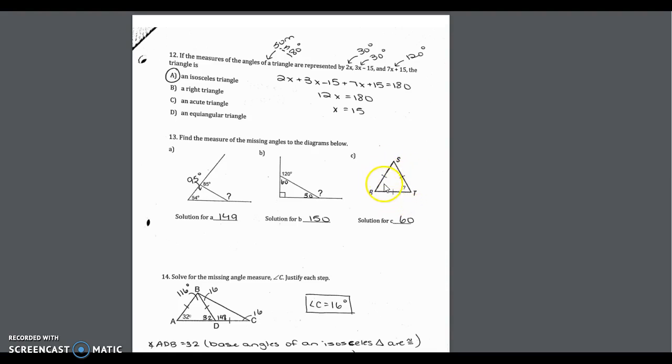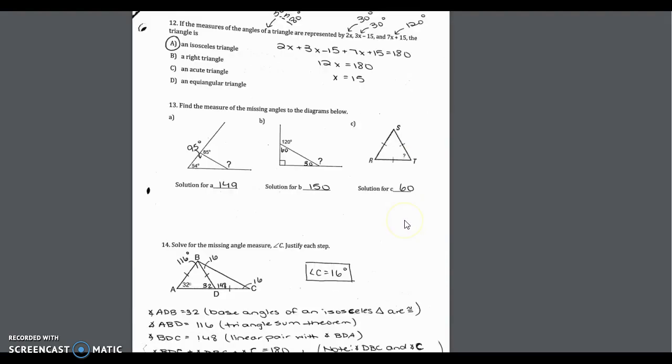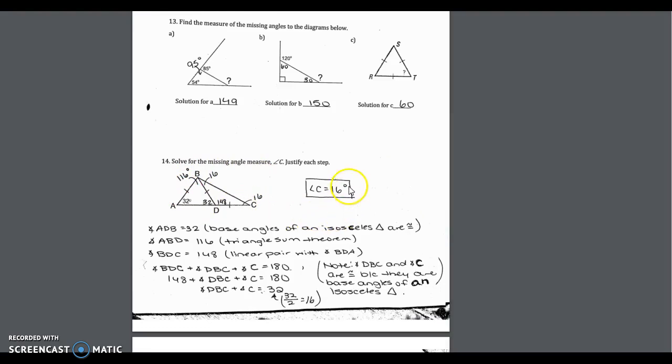I have an equilateral triangle here, and if it's an equilateral triangle, that means it's equiangular, and that means that all the angles are equal to 60. If you're trying to look through this reasoning here, try to follow each and every one of these statements. I'll let you review this by yourself and make sure that you understand all the individual parts. We know that the base angles of an isosceles triangle are congruent. That's the isosceles triangle theorem. We know that the triangle sum theorem gives us this 116 because 32, 32, and 116 are equal to 180. We got 148 because of a linear pair or supplementary angles with angle BDA. If this is 32, this must be 148.